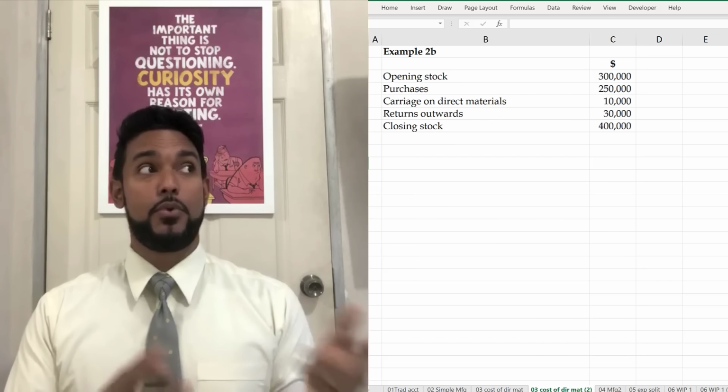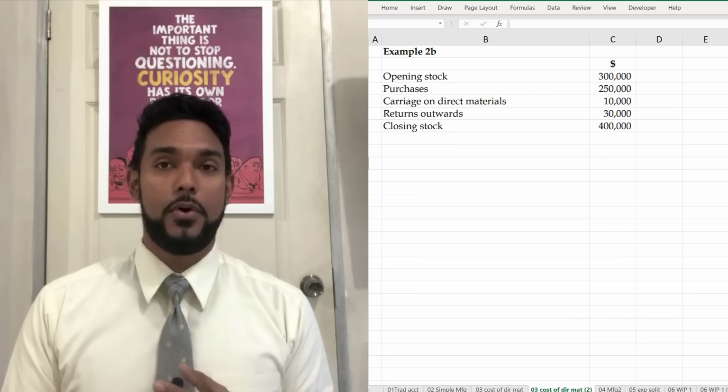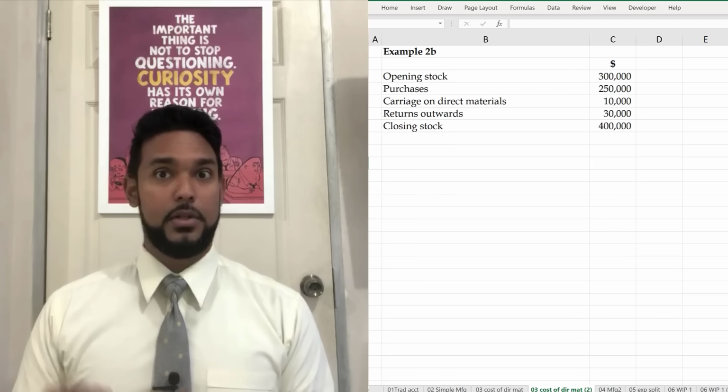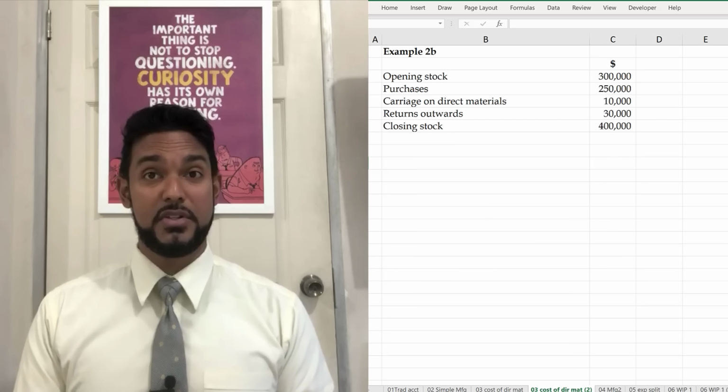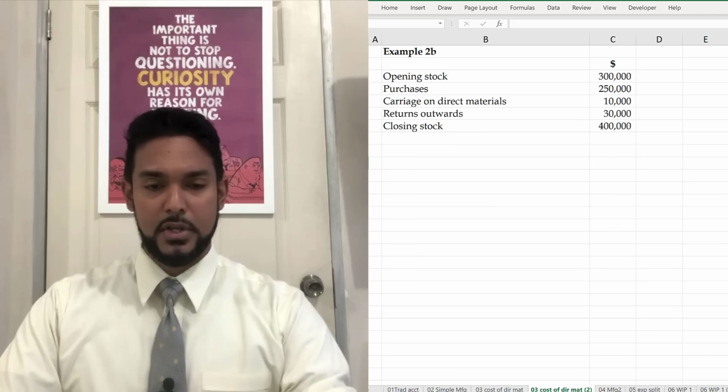Returns upwards: if they brought the wrong thing, or they tried to give you more than you ordered and it was on your bill, you have to send it back. You can't pay for what you didn't order. So that's why we subtract the returns upwards from the purchases. But let's take a look.